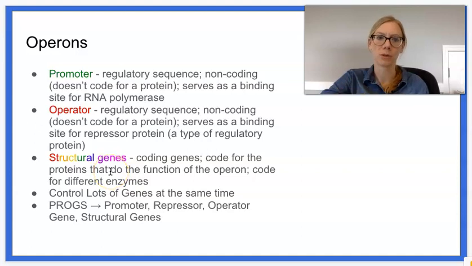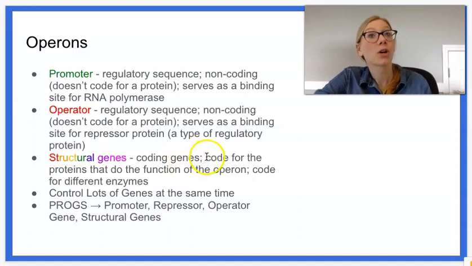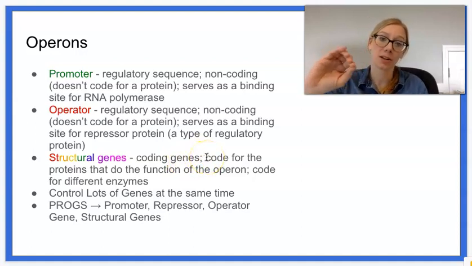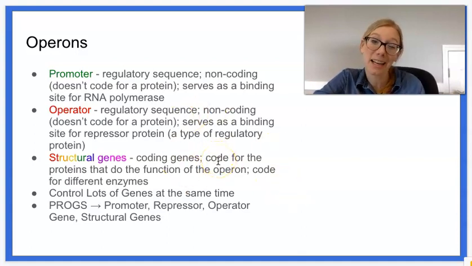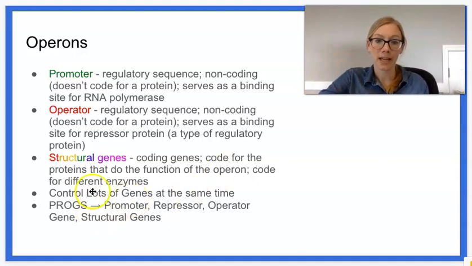And then I have structural genes. You'll notice it's in rainbow colors. Why? Because they can be lots of different things, right? And there can be lots of genes grouped together, so lots of different colors, okay? These are your coding genes. These are the parts that are going to go on and make proteins, or the functioning part of our operon. They're going to code for different enzymes typically. Enzymes are proteins, right? And those have a job, okay? So we can control lots of genes at the same time through this operon function.